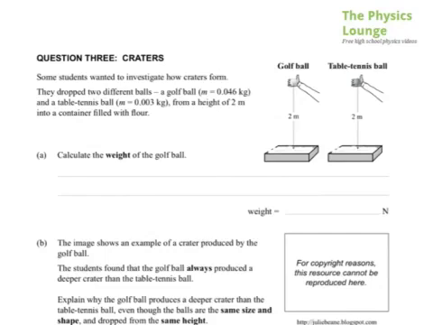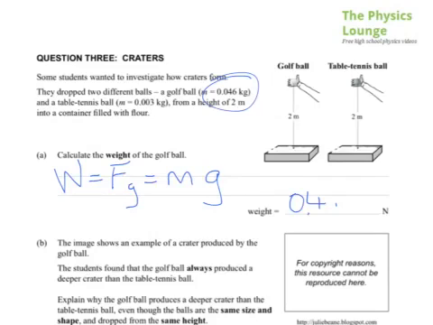Well, the weight is the weight force, or the force due to gravity on the golf ball, which would be the mass of the golf ball times gravity. So the mass of the golf ball is 0.046 kilograms, gravity is 10 meters per second squared, or 10 newtons per kilogram, so that will give us a weight of 0.46 newtons. Okay, moving on.